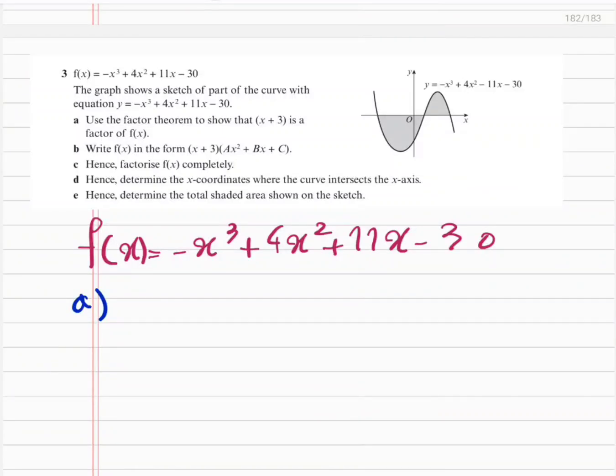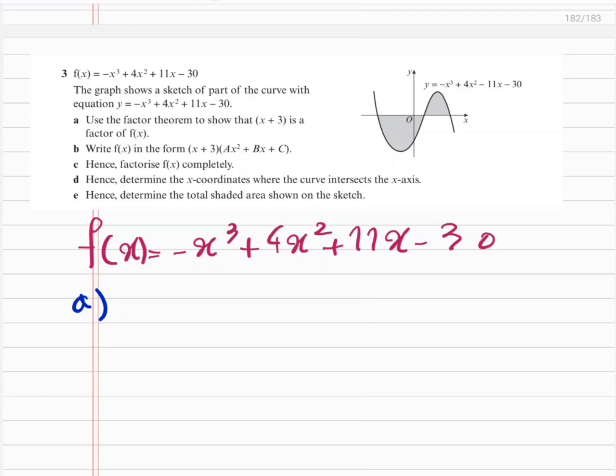Hi everyone, this video is on exercise 13F question 3. This is a very good question because it has multiple mini questions, so we can practice different things. First of all, we have f of x, and this is the graph of f of x.